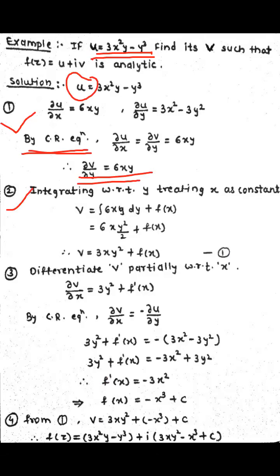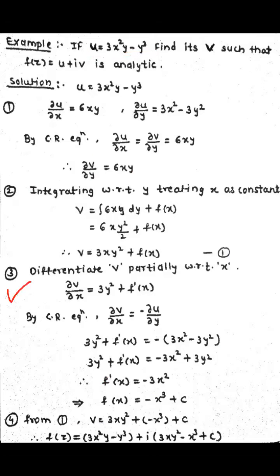And in the second step, we always take integration, and in the third step, we always take differentiation, and again by comparing with the CR equation, we obtain f(x), that means the integration constant value. And just by putting this integration constant value into equation 1, we obtain the required equation of f(z) here. So the same procedure we can apply for the imaginary part also.